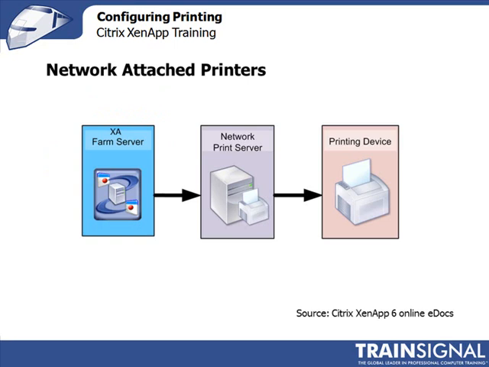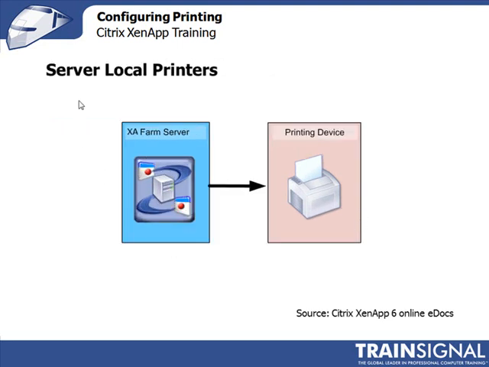So again, from a representations perspective, a network attached printer, this is how it goes in a XenApp world, at least. You have your XenApp server here in the farm. One of the XenApp servers is connected to the network print server, and the network print server is what's connecting to the actual print device. So the routing of that particular print job goes from XenApp server to network print server, and network print server will send it to the print device for printing.